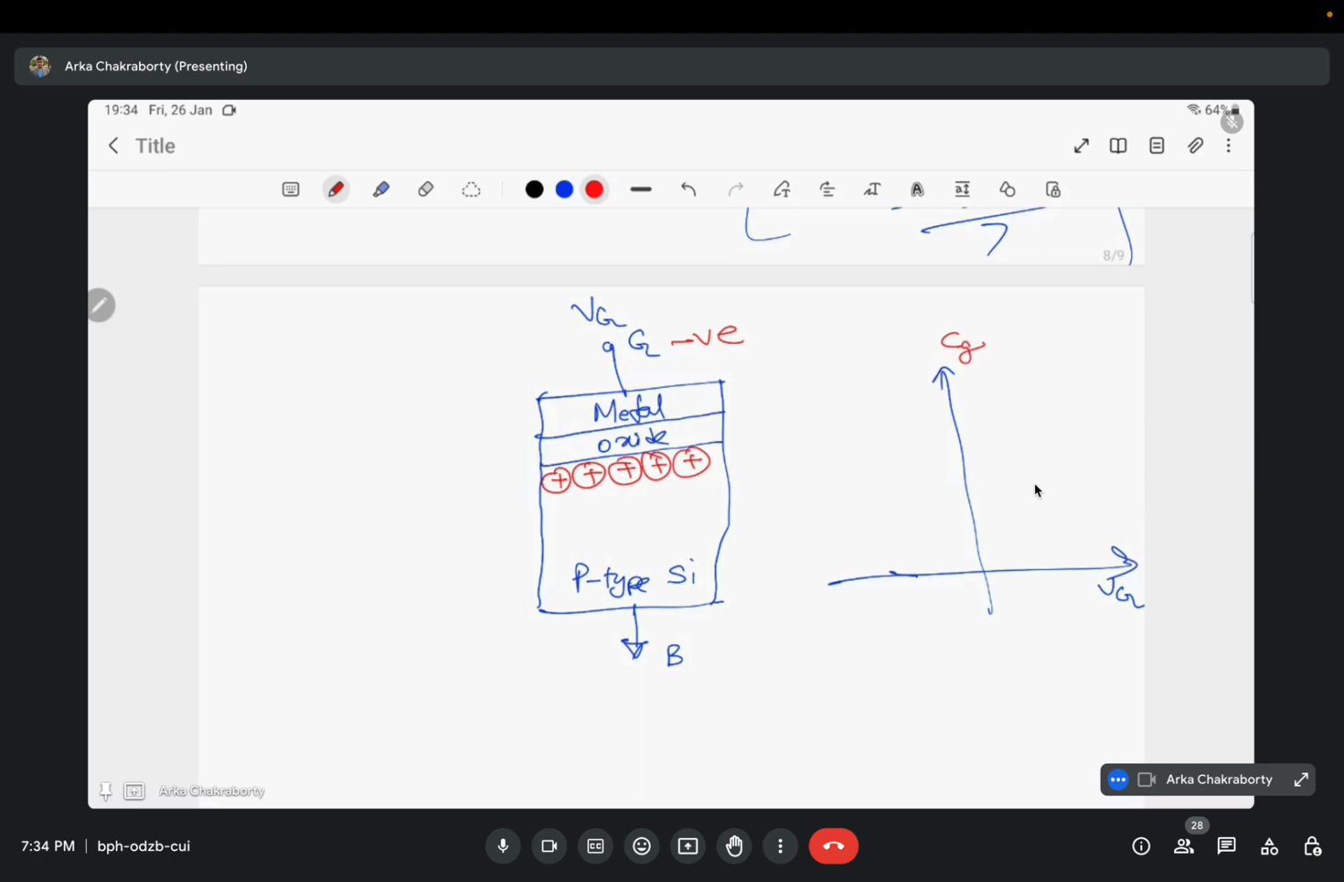If I plot here CGG by Cox, where CGG is the gate capacitance and Cox is the oxide capacitance, and draw the normalized curve for the accumulation region, I will get something like this, a straight line. How much voltage you apply doesn't matter, because the electric field will be terminated at the surface only. My effective oxide thickness will not change, so I will get a constant capacitance here.